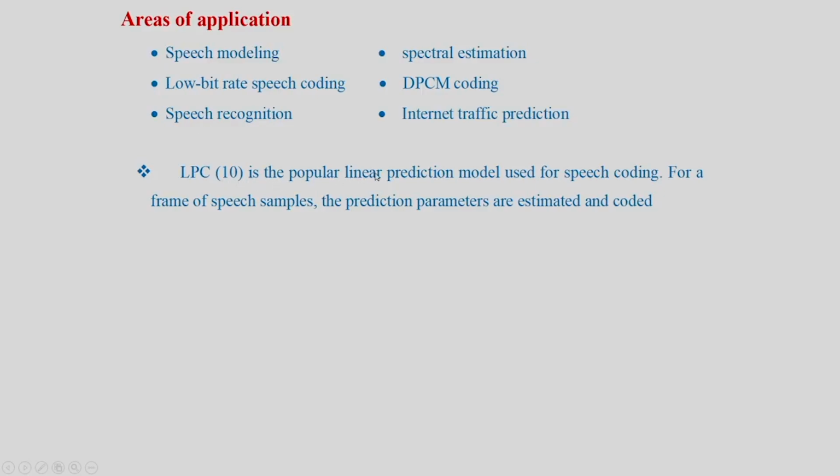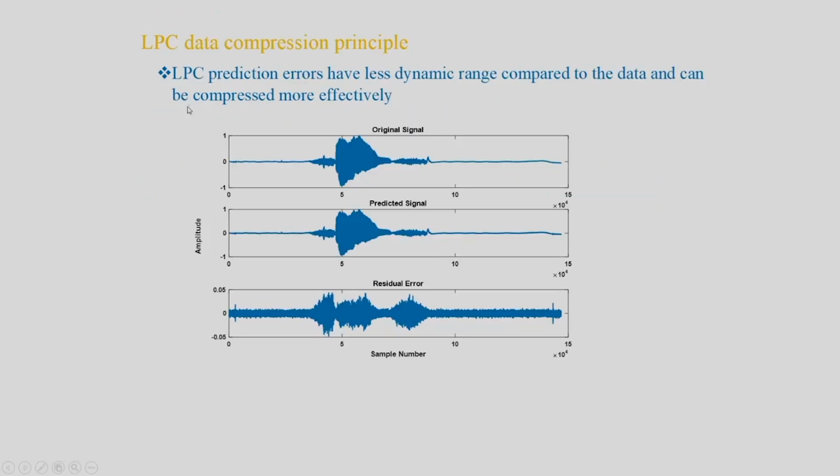LPC10 is the popular linear prediction model used for speech coding. For a frame of speech samples, the prediction parameters are estimated and coded. Instead of coding the raw data, the prediction parameters are estimated and then coded. I will give one example.